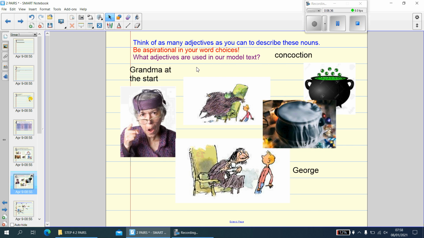What I would like you to do is to come up with your adjectives. I would like you to maybe make a bit of a list. You can maybe make a spider diagram. It's however you want to present it, okay, but just have as many different adjectives as you can. Pause me here whilst you write down all of your ideas. I want some about Grandma, some about the concoction, and some about George.